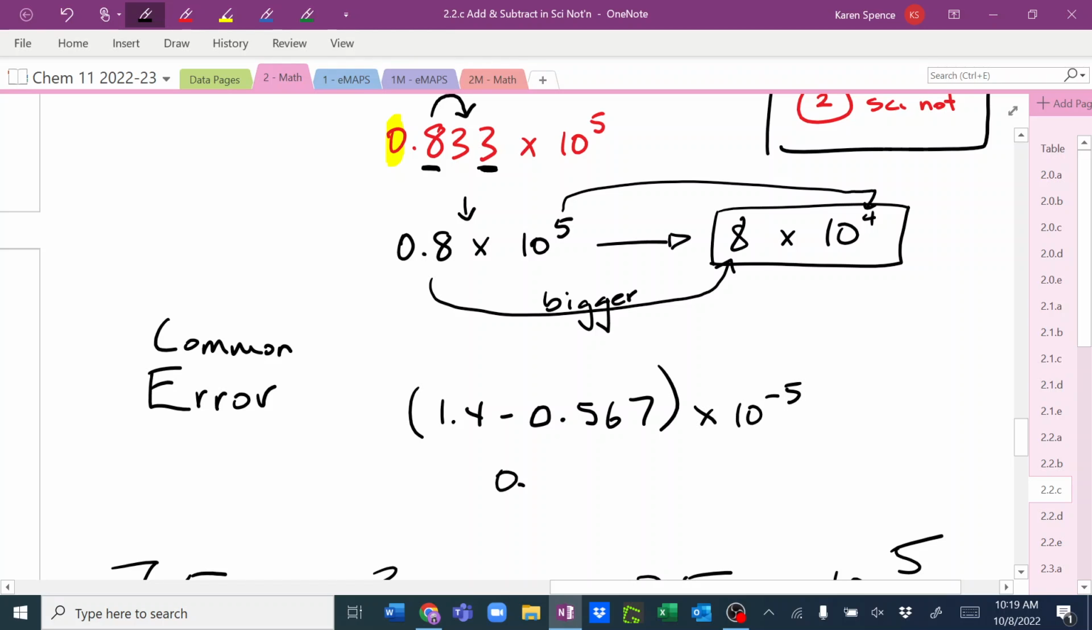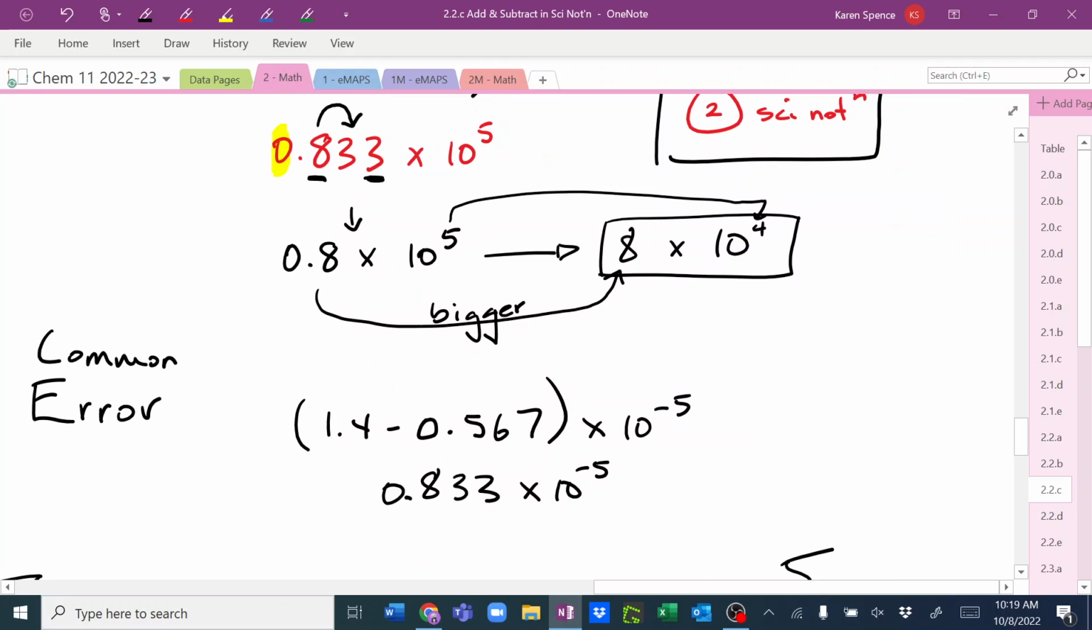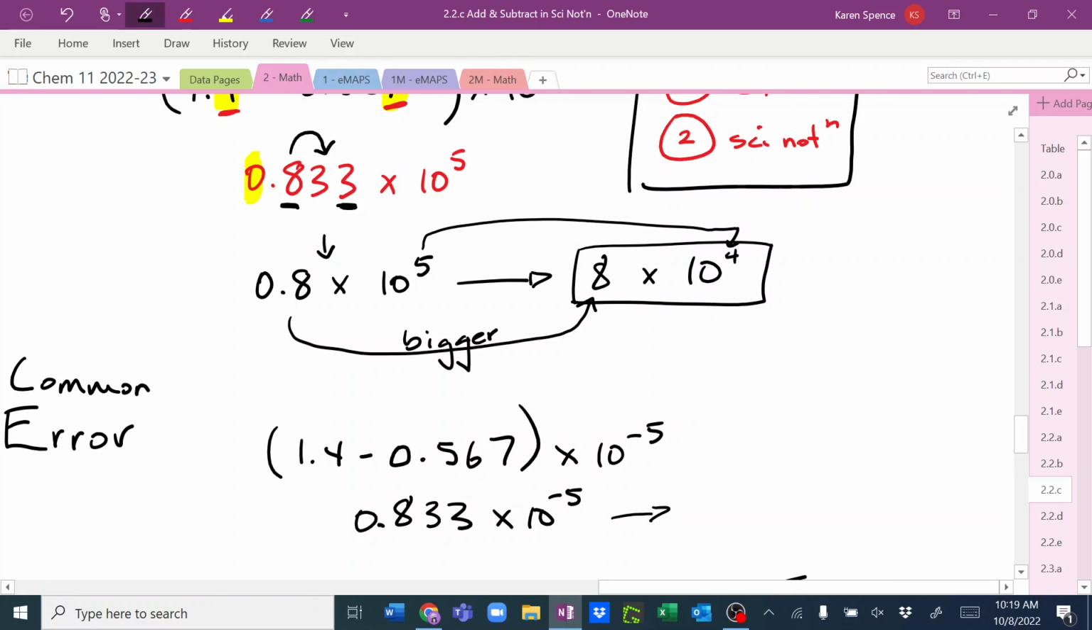We got 0.833 times 10 to the negative 5. Now, if you decide that you would like to change this to scientific notation first, you will get 8.33 times 10 to the negative 5. The problem is that then you might look and say, I have a tenths and I have a thousandths, and sorry, that wouldn't be 10 to the negative 5, that'd be negative 4. Oh my gosh, silly me.